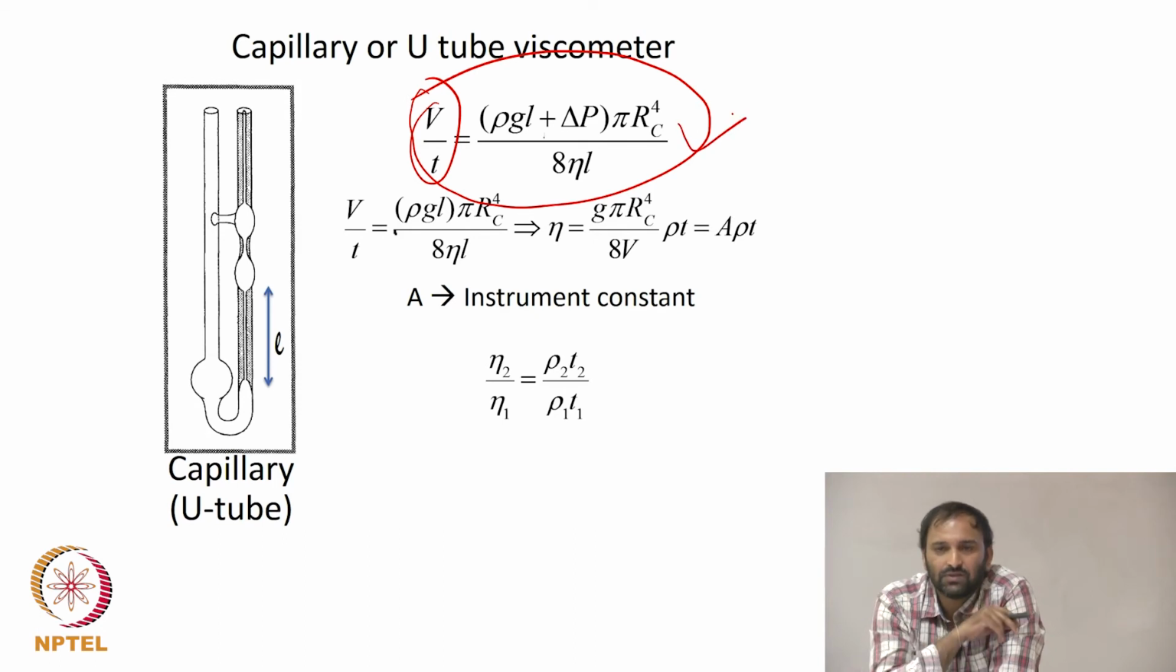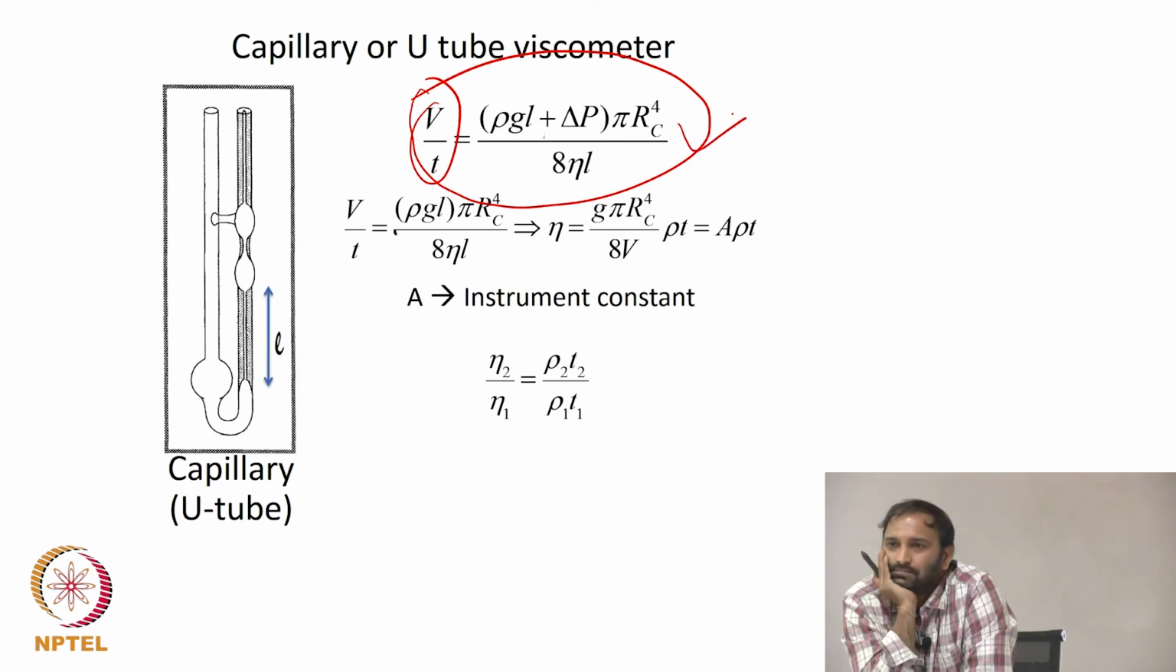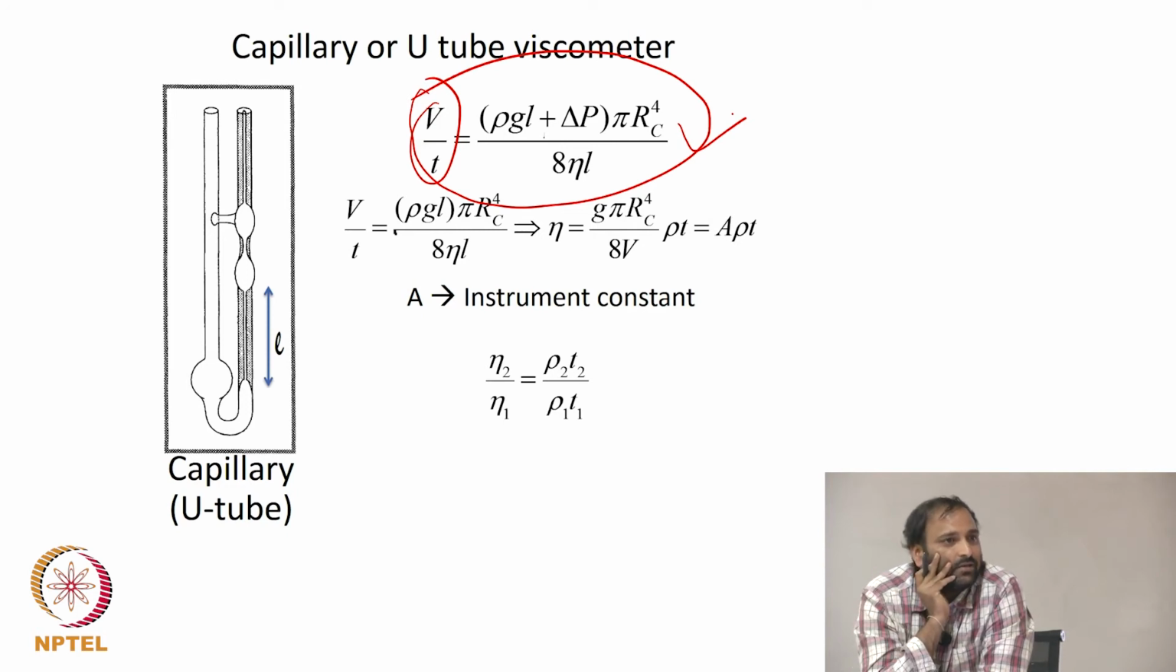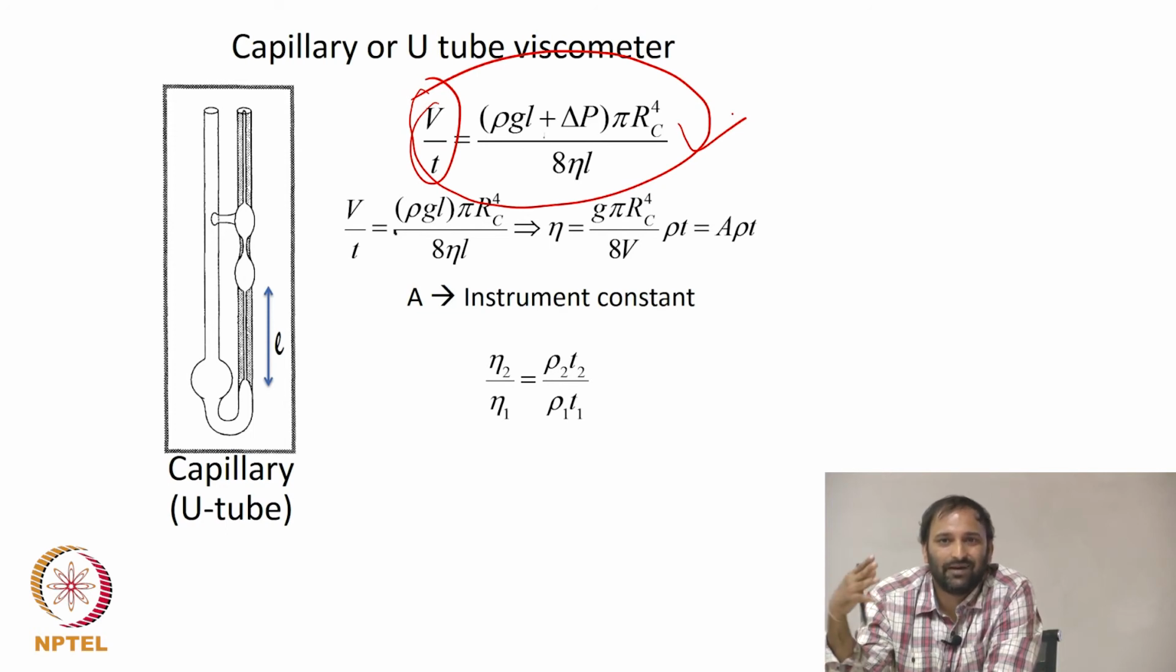Can anyone recognize this equation? Does it look familiar to you? Right, the Poiseuille equation. I don't know if we did this in class, but you derived the velocity profile for flow through a pipe. If I know the velocity profile, there's a way of getting the flow rate: you integrate the velocity profile multiplied by the area. That gives you V by T, the volumetric flow rate.